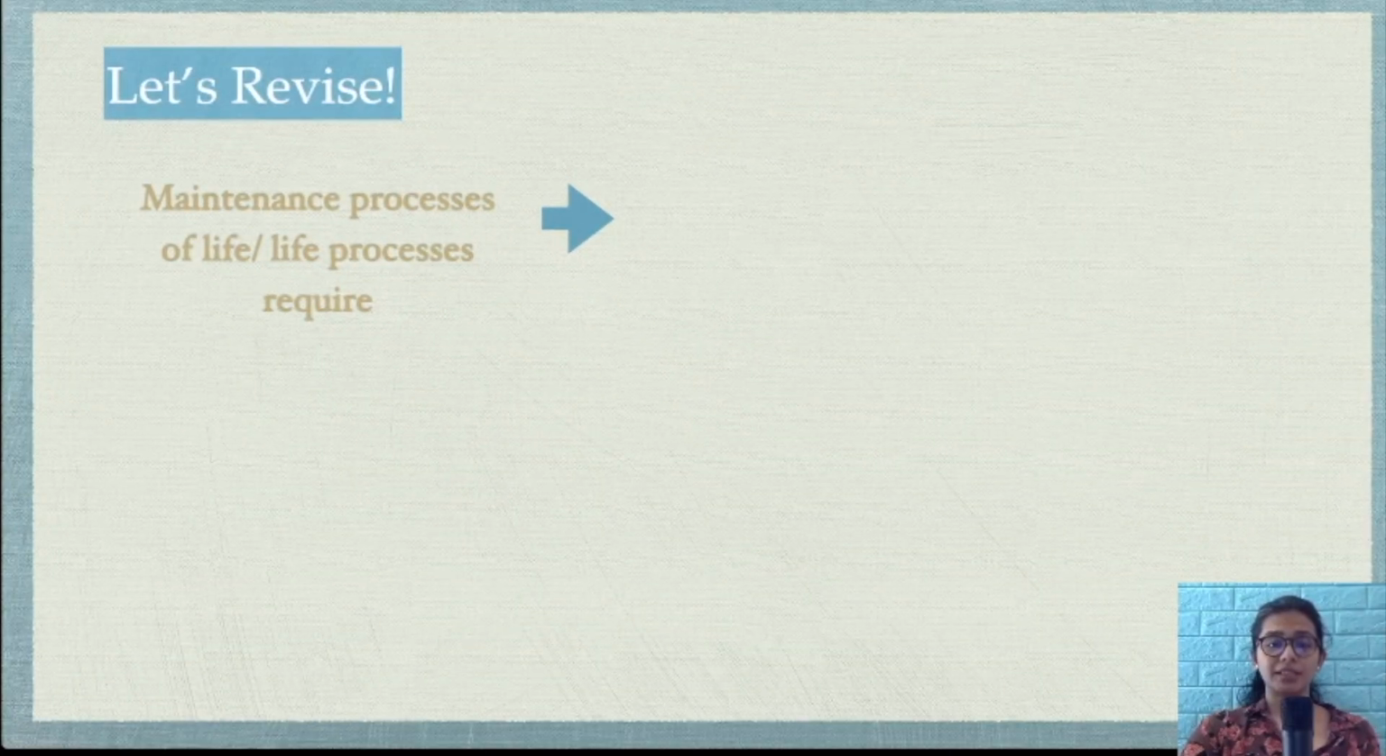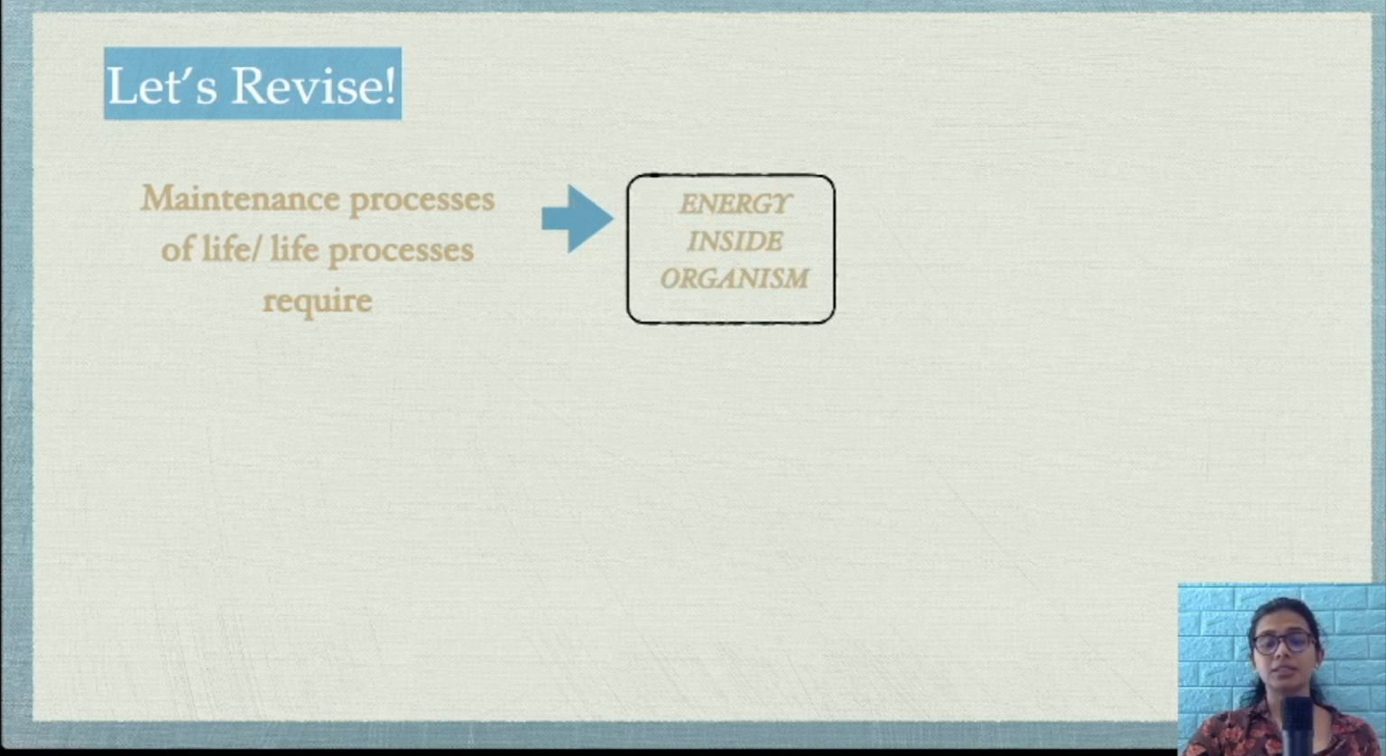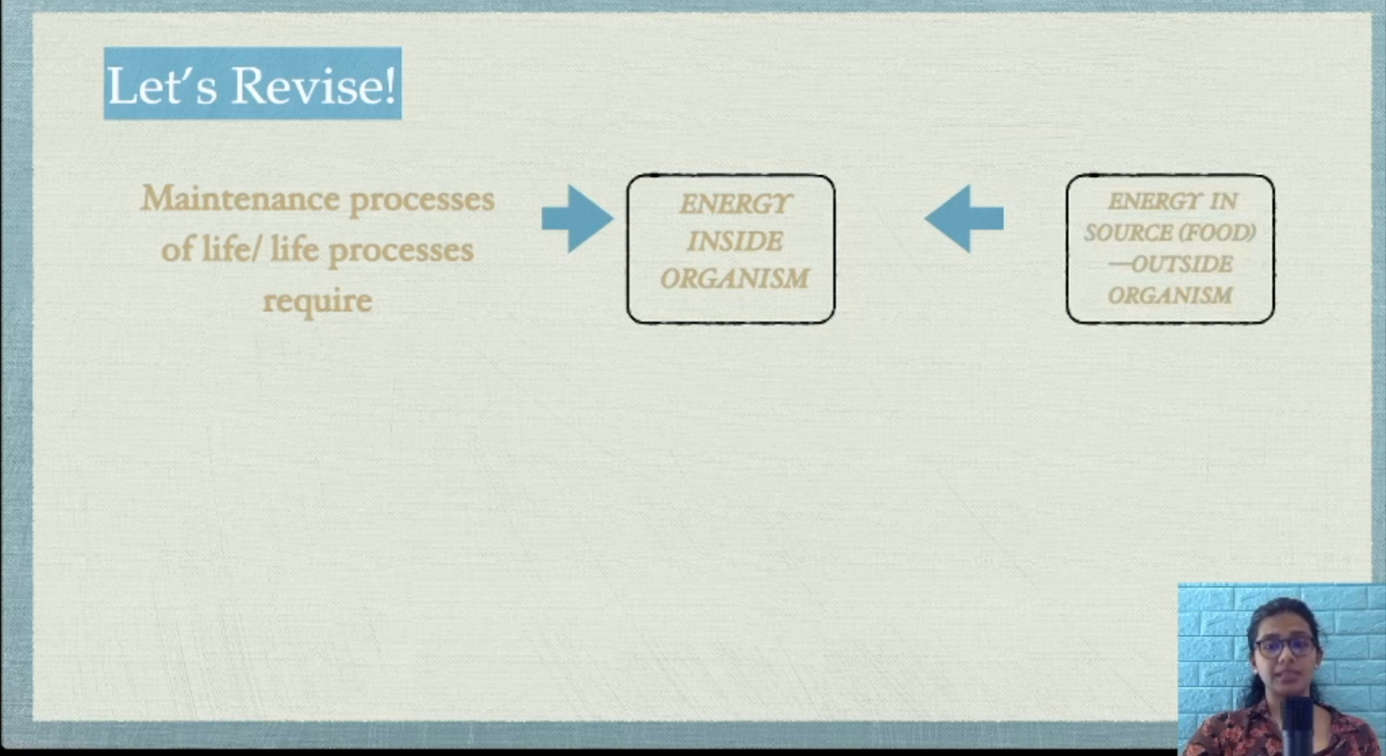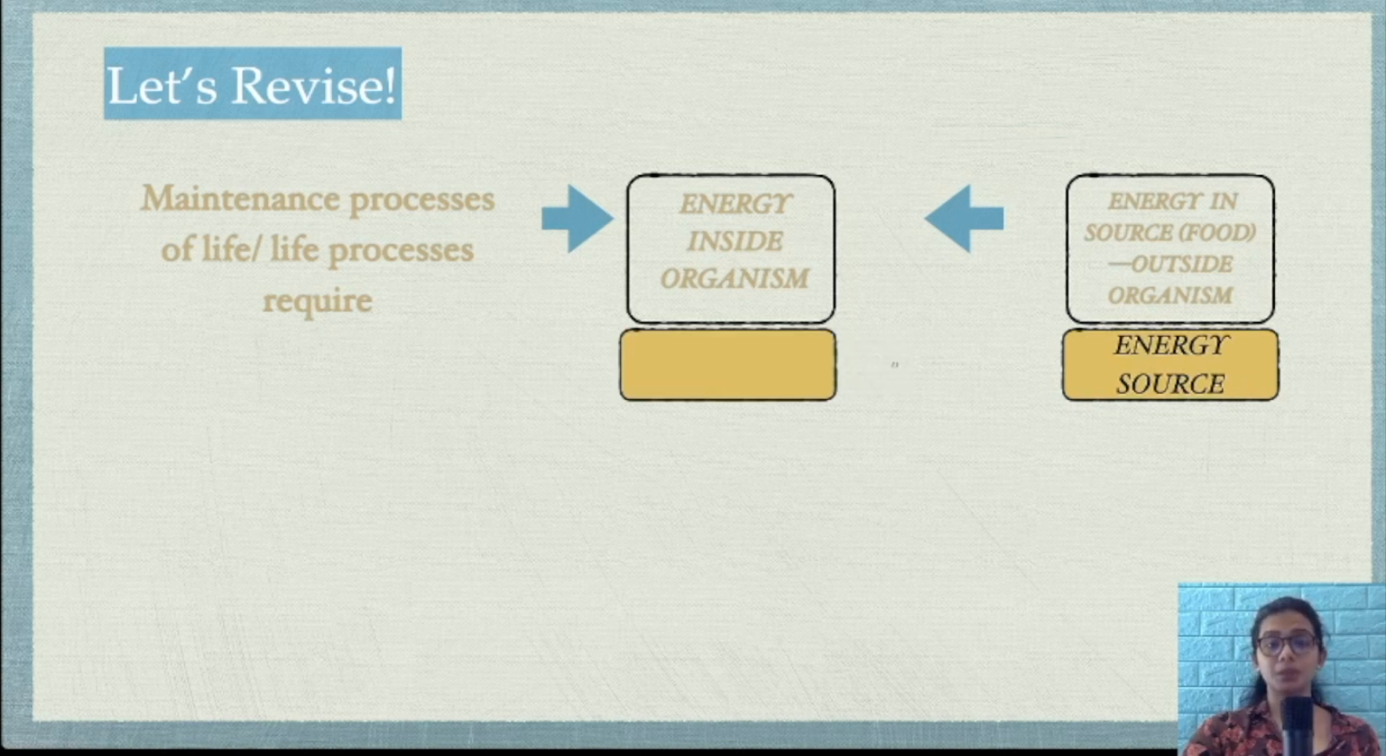Let's revise what we learned in the last class. So about nutrition. The life processes or the maintenance processes of life require energy to be inside the organism. And this energy, the organism derives it from an outside source, that is food. So there must be a process through which the energy in the source, which is outside of the organism, is transferred into the organism, and that process is called nutrition, right?